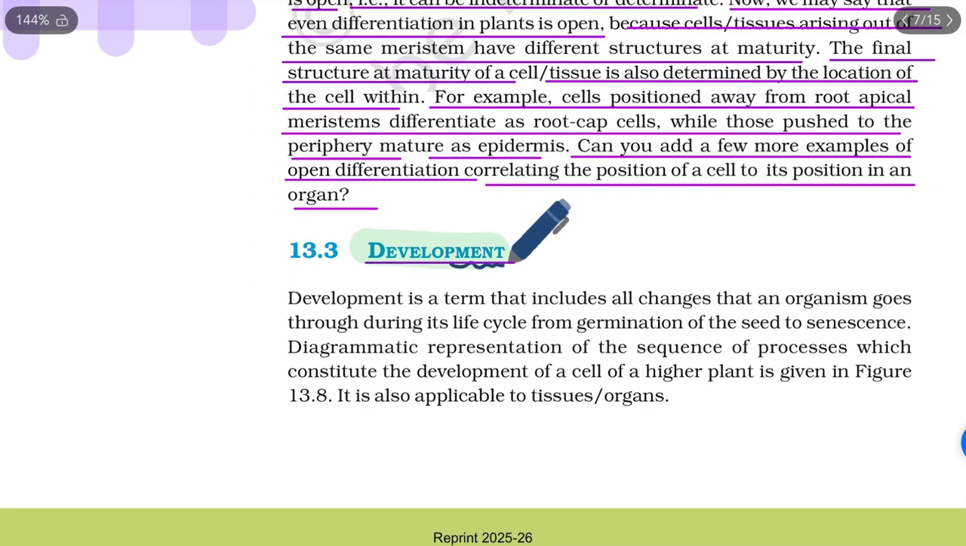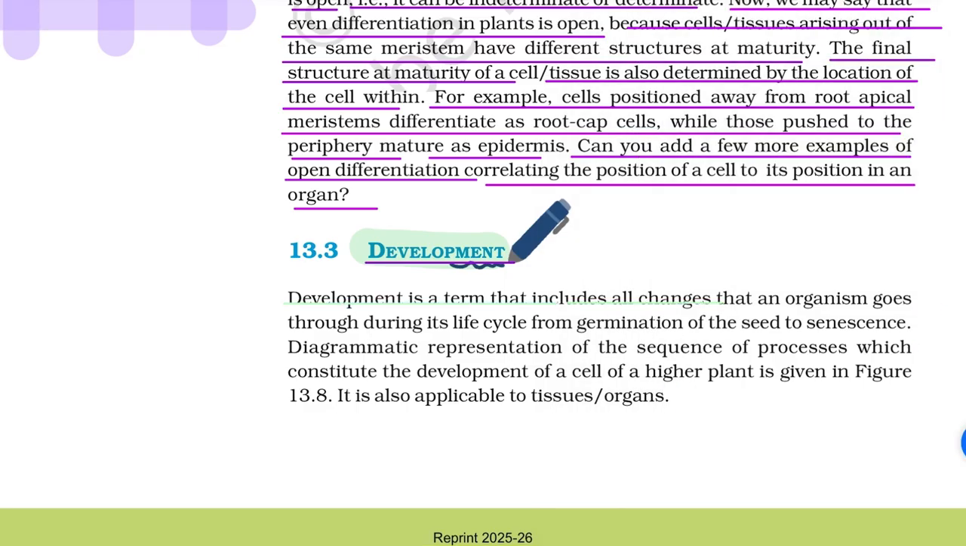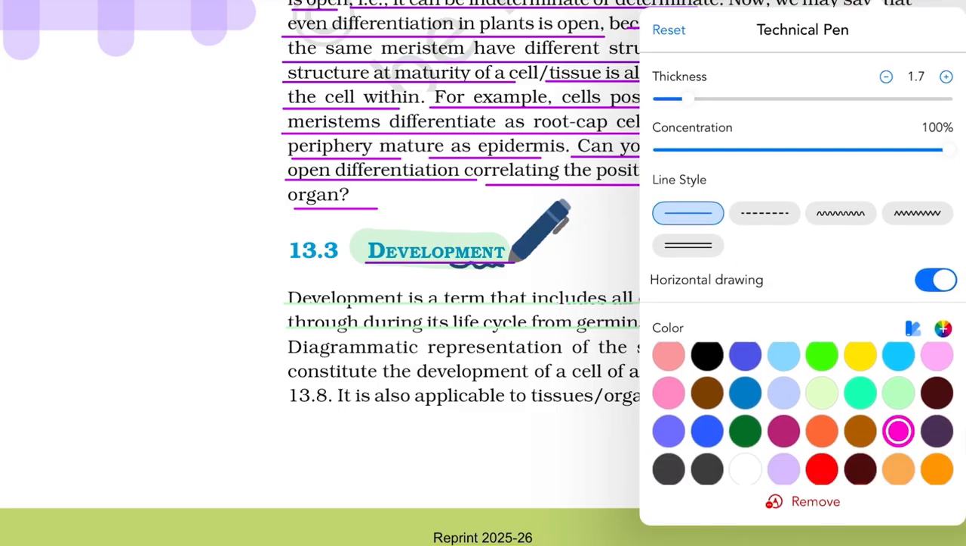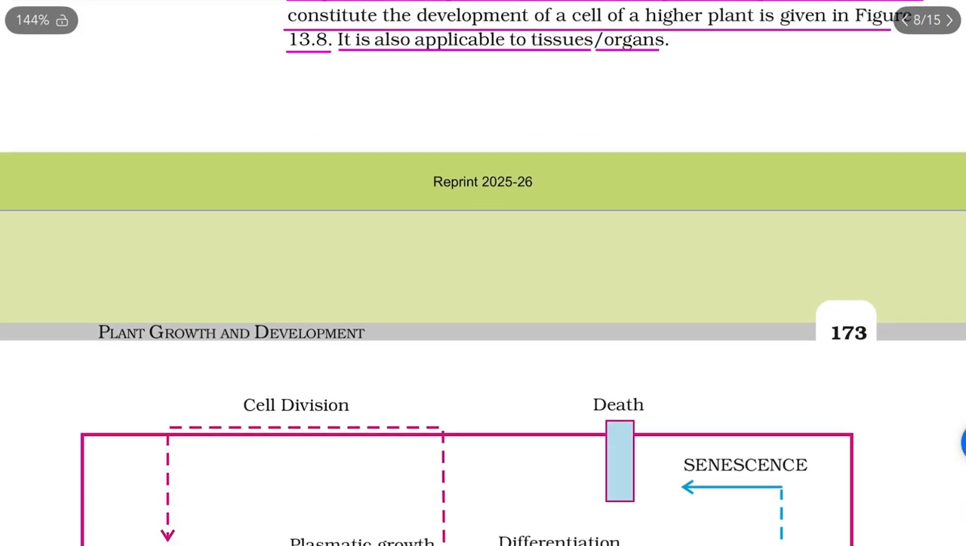Next is development. Development is a term that includes all changes that an organism goes through during its life cycle, from germination of a seed to senescence. Diagrammatic representation of the sequence of processes which constitute the development of a cell of a higher plant is given in figure 13.8. It is also applicable to tissues or organs.